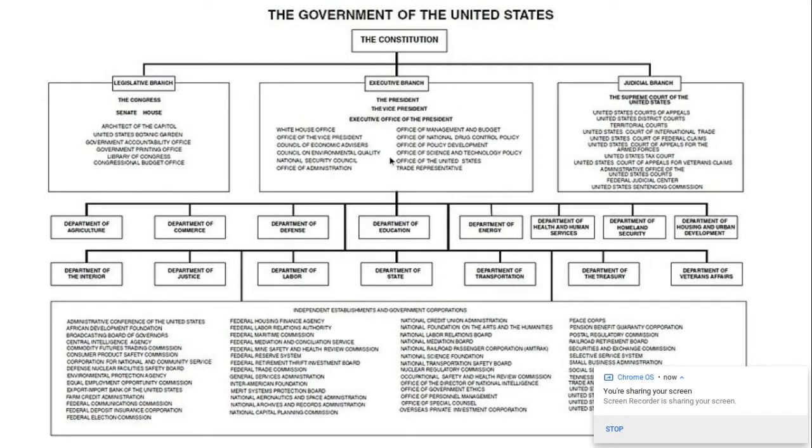So if we begin up at the executive office of the president, all the parts of the executive office of the president help make, for example, the budget, help keep tabs on the economy, and also the National Security Council is part of this. The president has the ability to appoint the heads to all of these offices and agencies as long as he gets the approval of the Senate.